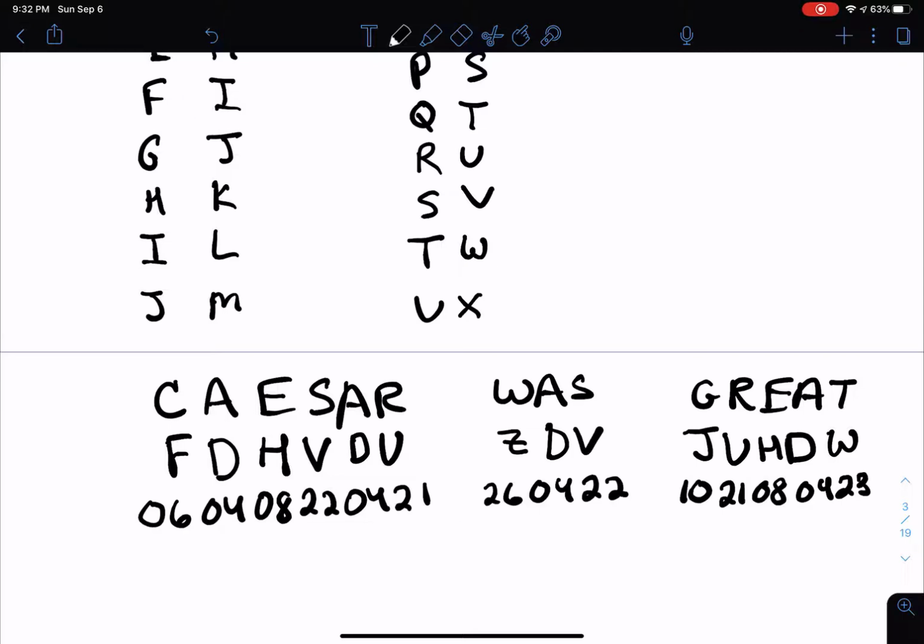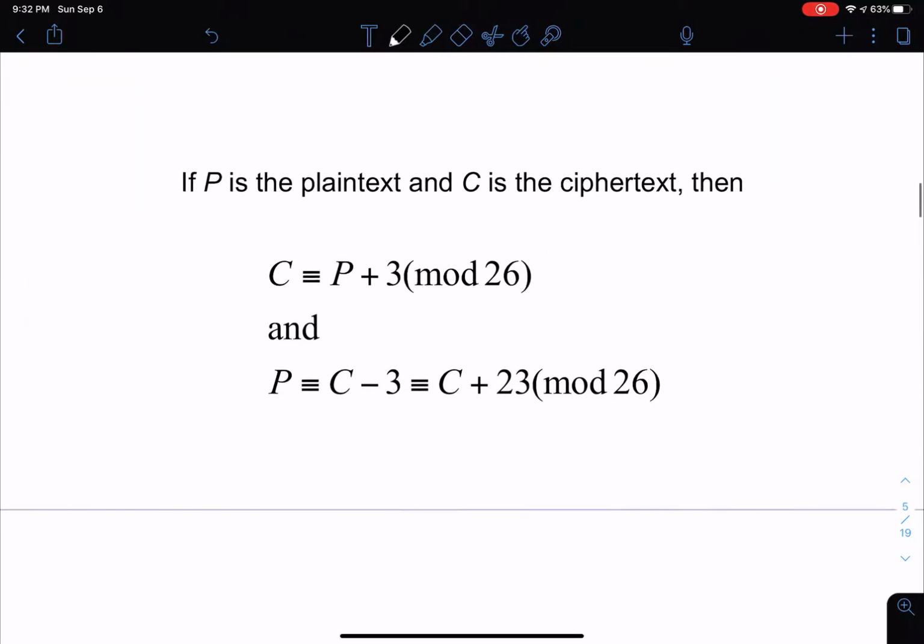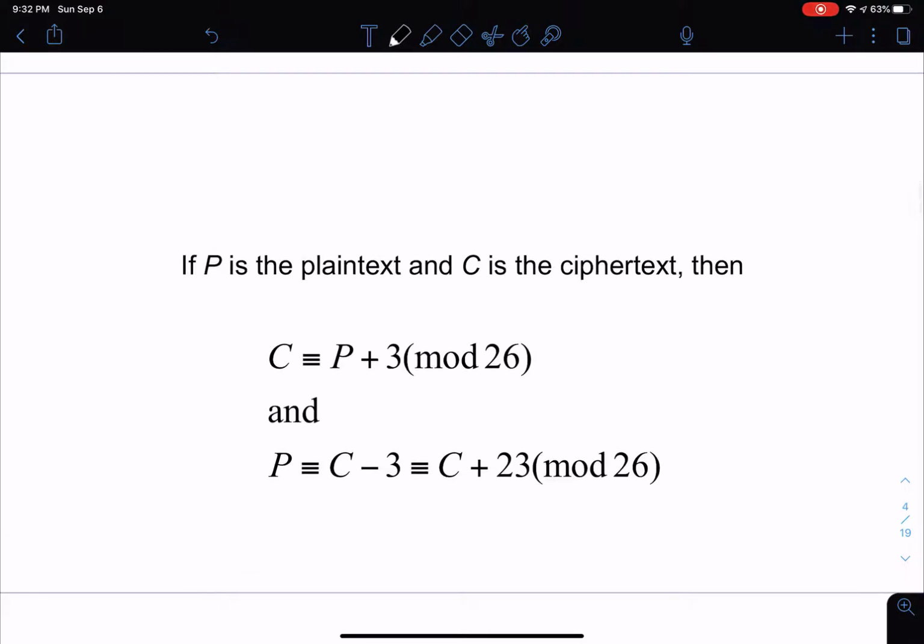And then he would know what those numbers matched up with, what letters, and then he could take the letters and go backwards and figure out the message. He could also use modular arithmetic. If the numbers for the plain text are P and the numbers for the ciphertext are C, he could use one of these two equations, congruences, to go back and forth between the numbers, to decipher or encipher if he wanted to.